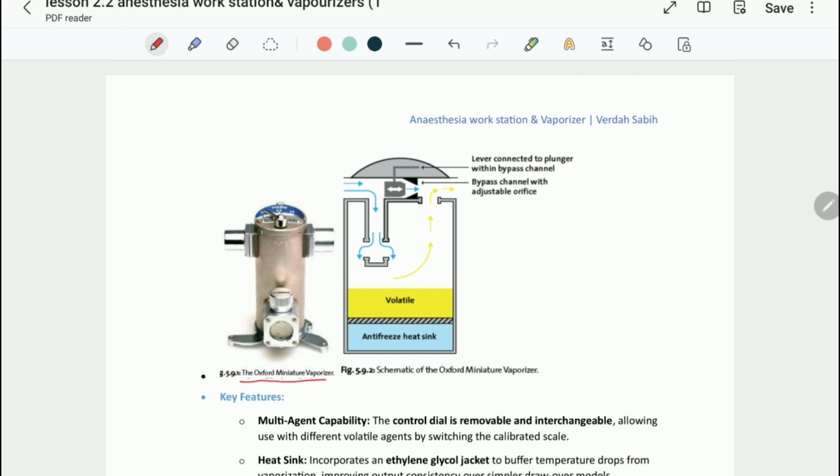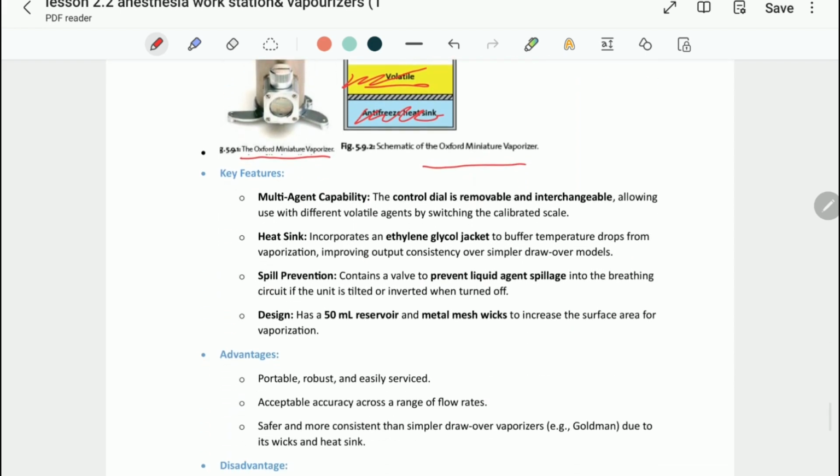This here shows an Oxford miniature vaporizer. And this is a schematic of the Oxford miniature vaporizer. There is a vaporizing chamber which has the volatile agent. There is an antifreeze heatsink and the gas flow, and the lever connected to the plunger within the bypass channel. And there is also a bypass channel with an adjustable orifice. Okay? The key features are its multi-agent capability.